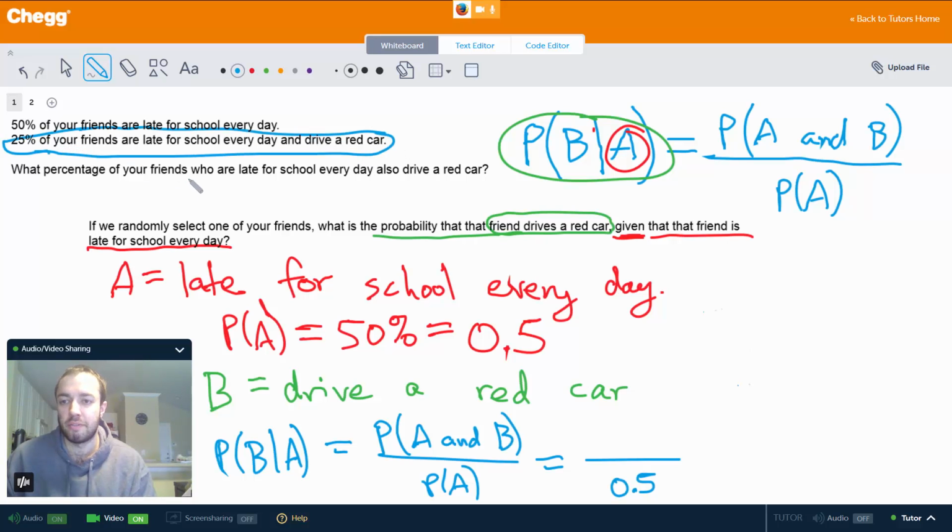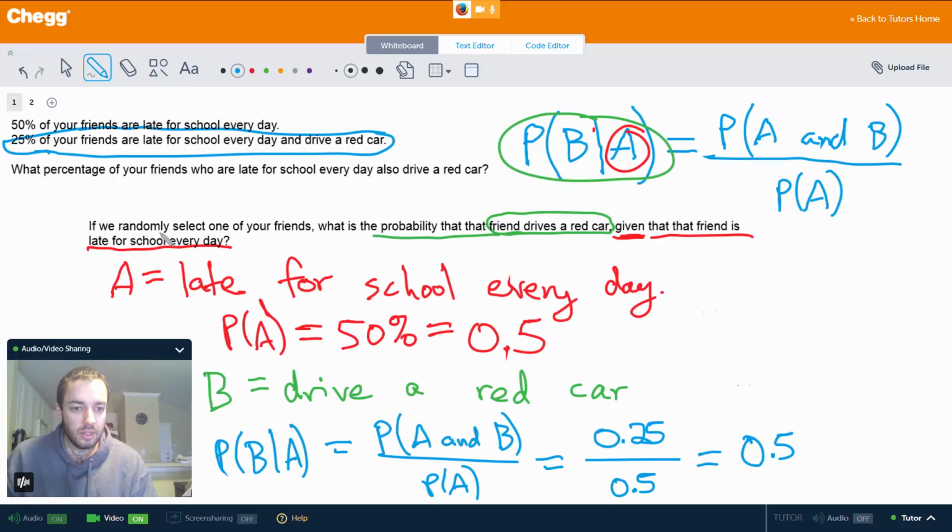Okay, so 25% of your friends are late for school every day and drive a red car. So what that means is if we randomly select one of your friends, there's a 25% probability that that friend is late for school every day and drives a red car. So P of A and B is 25% or 0.25. Okay? So the probability of B given A is P of A and B divided by P of A, which is 0.25 over 0.5. And we could use a calculator, or we could see that this is the same thing as 25 over 50, if that's helpful to think of it like that. And however we do it, we see that the answer is 0.5.